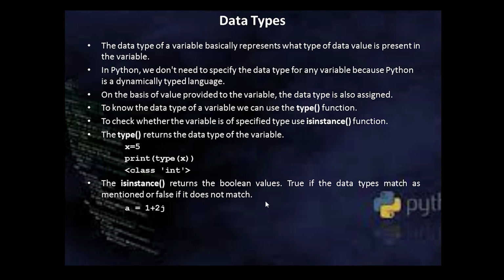For example, I've created one variable a equal to 1 plus 2j. Now according to Python, it is a complex type. Now I'm trying to check whether 1 plus 2j is of type complex. If it is, it will return true, otherwise false. Now one by one, we'll discuss all the elementary types which are provided by Python. Then we are going to see all the other extra data types which are provided by Python, like list, tuple, dictionary, all those things also.